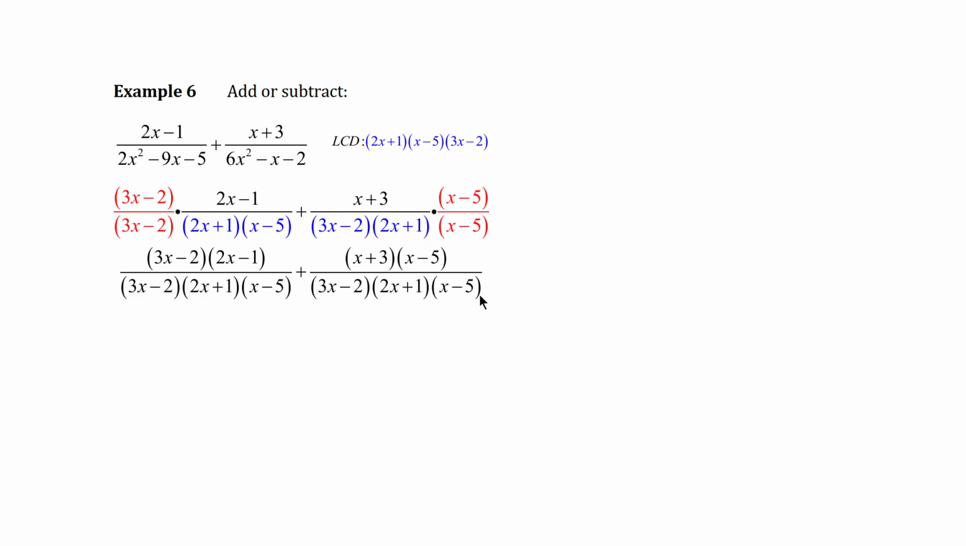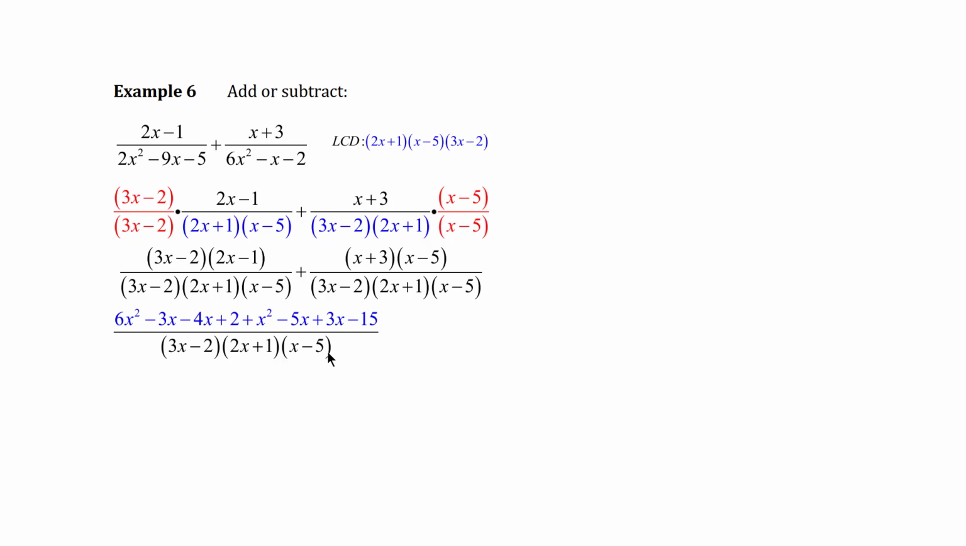Next, we simplify the numerators for both fractions by multiplying the binomials together using FOIL, and then we combine everything together under one fraction. The result is 6x squared minus 3x minus 4x plus 2 plus x squared minus 5x plus 3x minus 15 all over parentheses 3x minus 2 times parentheses 2x plus 1 times parentheses x minus 5.